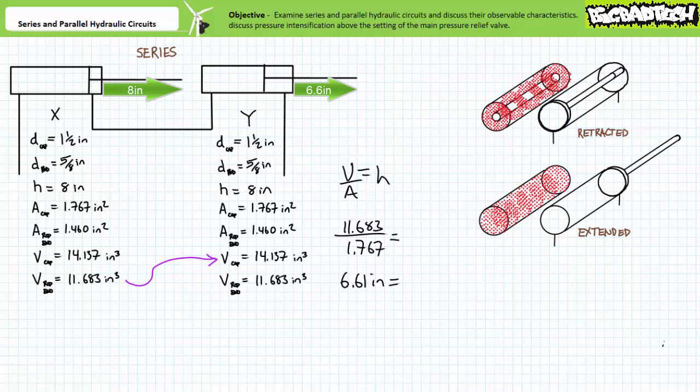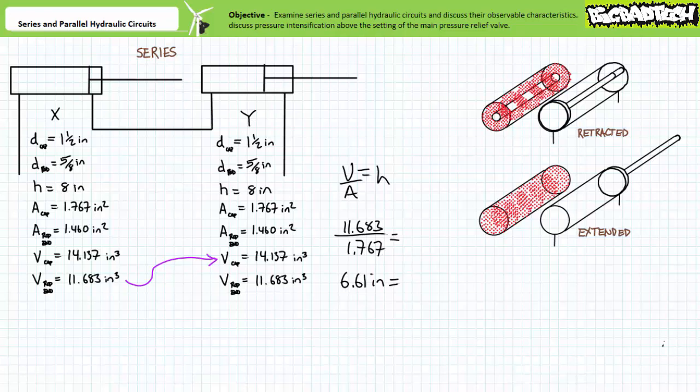meaning when cylinder X fully extends 8 inches, cylinder Y only partially extends 6.6 inches. This is to be expected because of the fundamental volumetric difference between cap and rod end of identical cylinders. The rod end has less volume because the rod takes up space. The cap end has more volume because there is no rod to take up space. When you fill the cap end of a cylinder with the same quantity of fluid in the rod end at full retraction, the cylinder won't extend all the way.